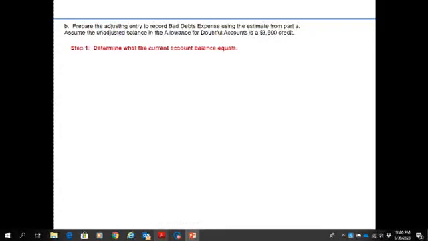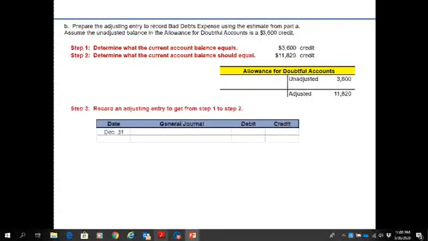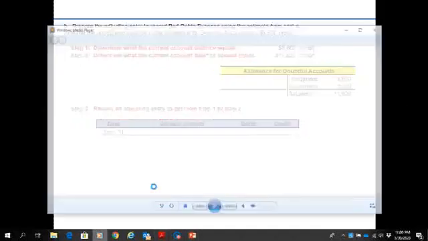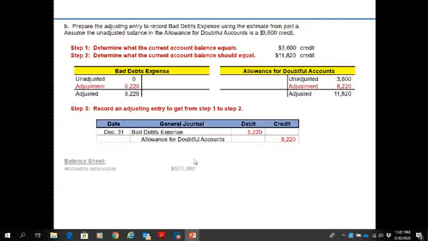So how do we get that? Let's say that we already have a $3,600 credit in our allowance for doubtful accounts, okay? And we know we want it to be an $11,820 credit. Well, what do we need to do? We need to adjust it by how much? That $8,220 right here. So what's our journal entry? We're going to debit bad debt expense and credit allowance for doubtful accounts, okay?